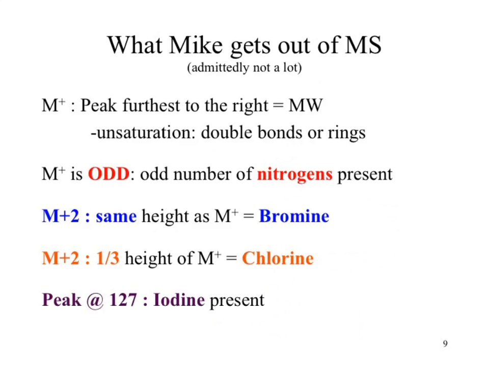What I expect to get out of mass spec is what was summarized within that video. The very first thing, we find that M plus peak. The next thing that we could look at is if that M plus peak is odd, then we have an odd number of nitrogens.